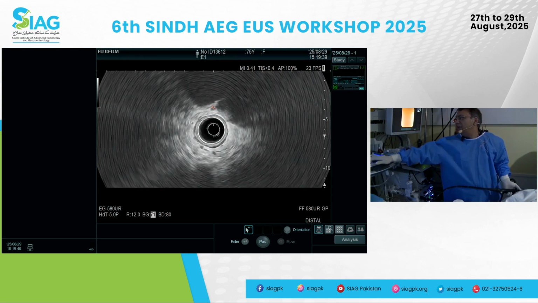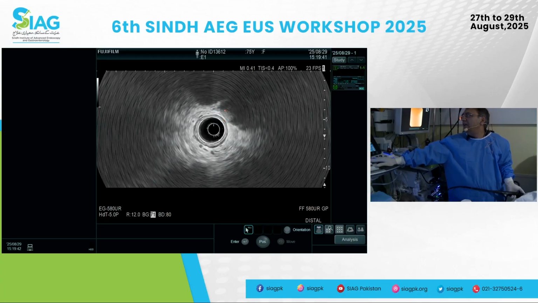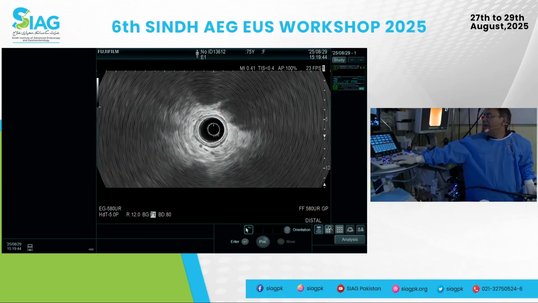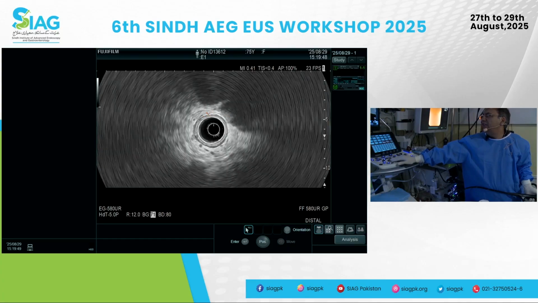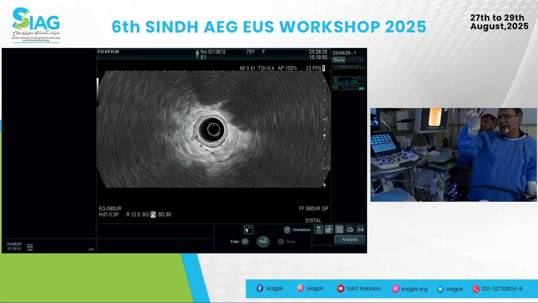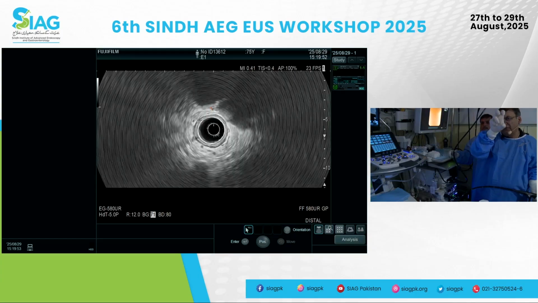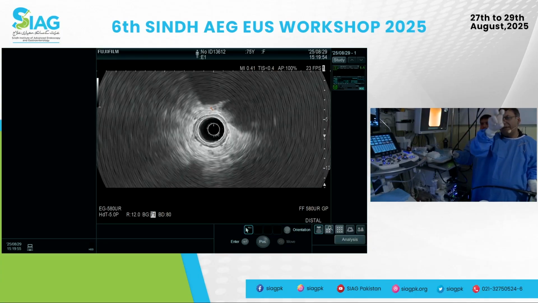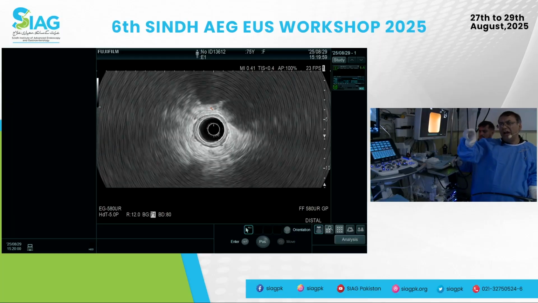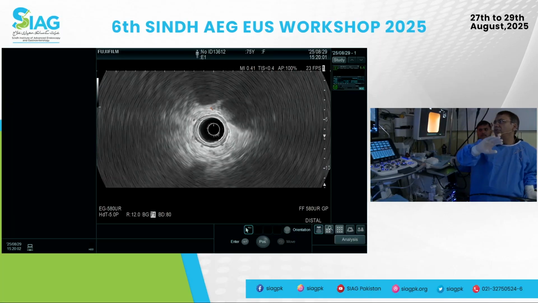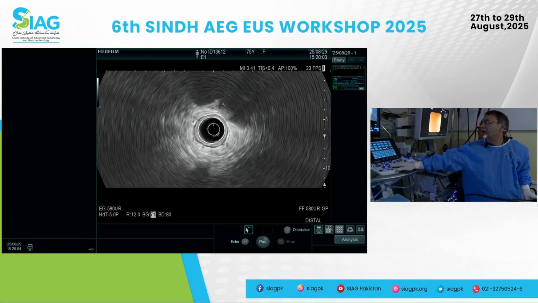As soon as I start pulling back, in the case of a male, before you reach the prostate, you will see the seminal vesicles. They are like black pockets, black grapes, different pockets connected with each other. They are irregular, and when you put a Doppler on those, there is really no flow.